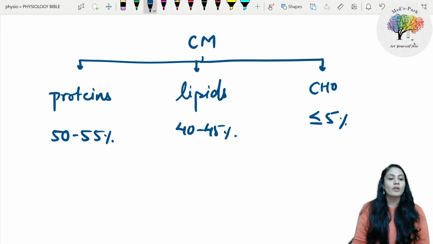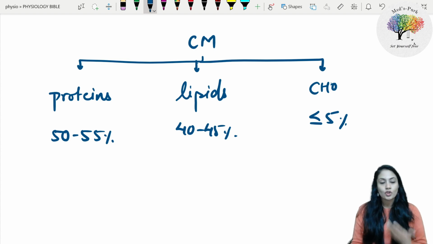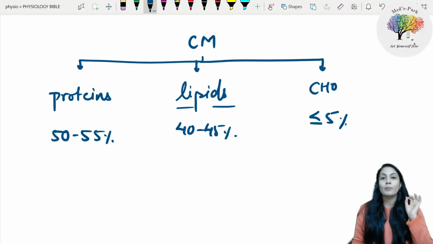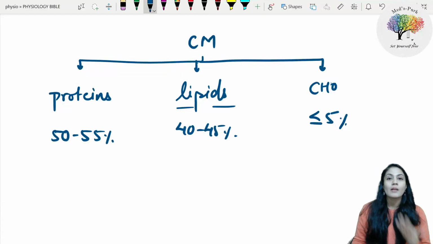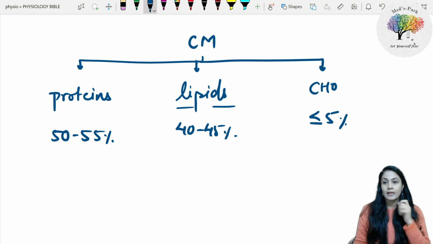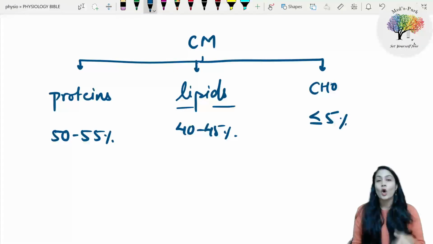Now understand, we're not going to go into much detail, but there are various types of lipids present. We talk a lot about lipids in the cell membrane because they give the main properties to the cell membrane, like solubility, flexibility, structural integrity, fluidity. All the types of lipids like sphingolipids, phospholipids, glycolipids are present.